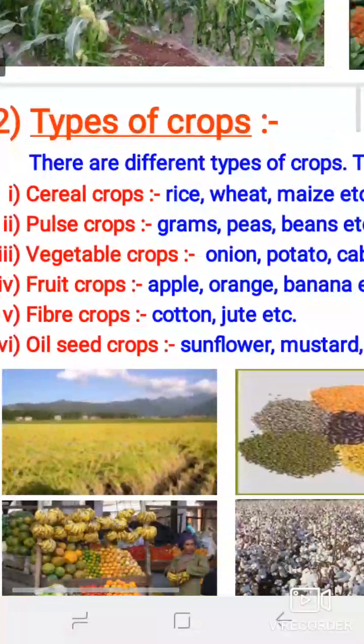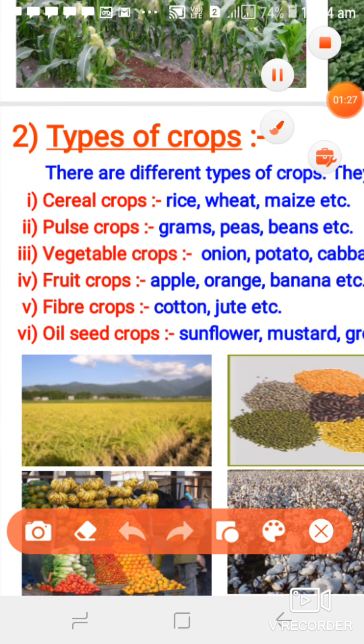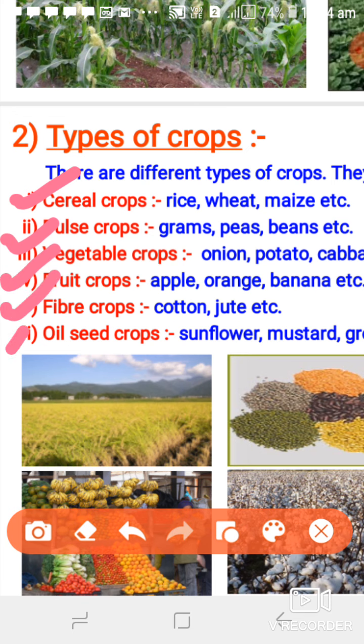In the previous module we have discussed the types of crops. On this basis we have discussed six types of crops: cereal crops, pulse crops, vegetable crops, fruit crops, fibrous crops, and the last one, oil crops. In cereal crops, rice, wheat, maize are all in the category of cereals. Including with this, you can take the example of barley, etc.